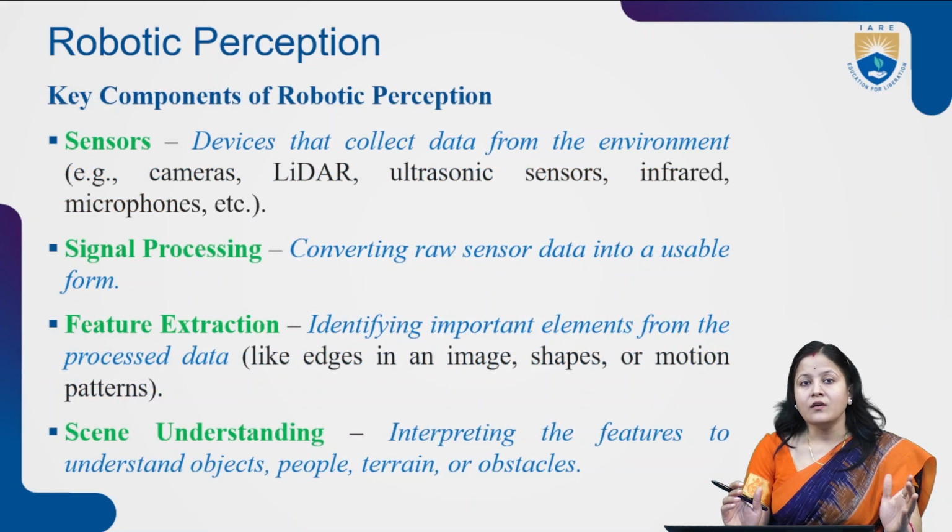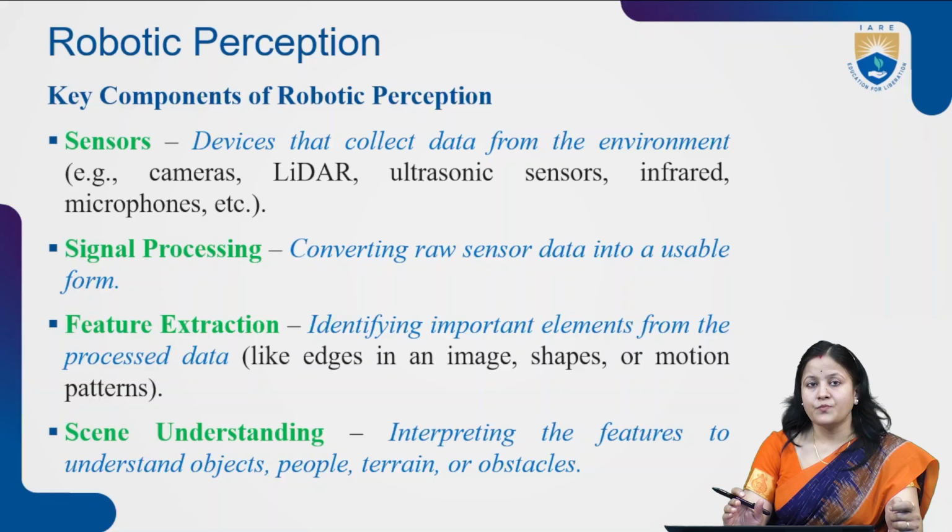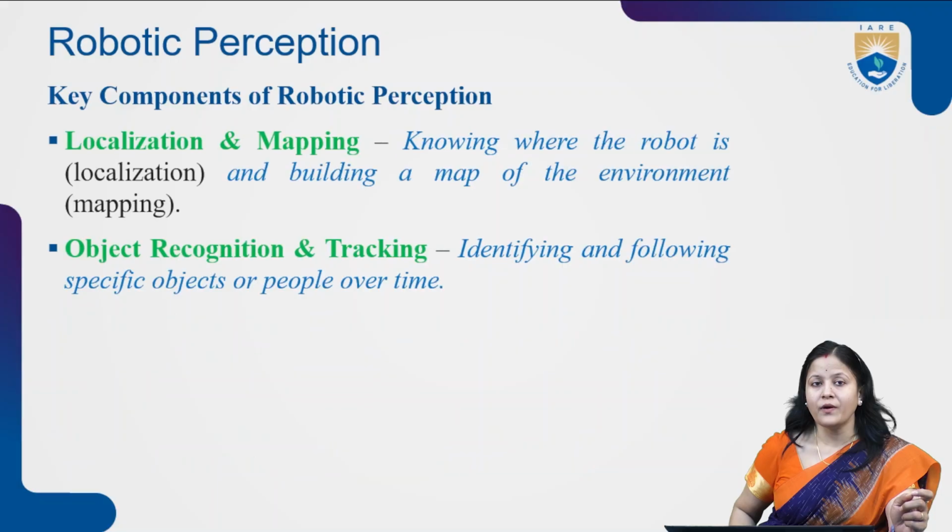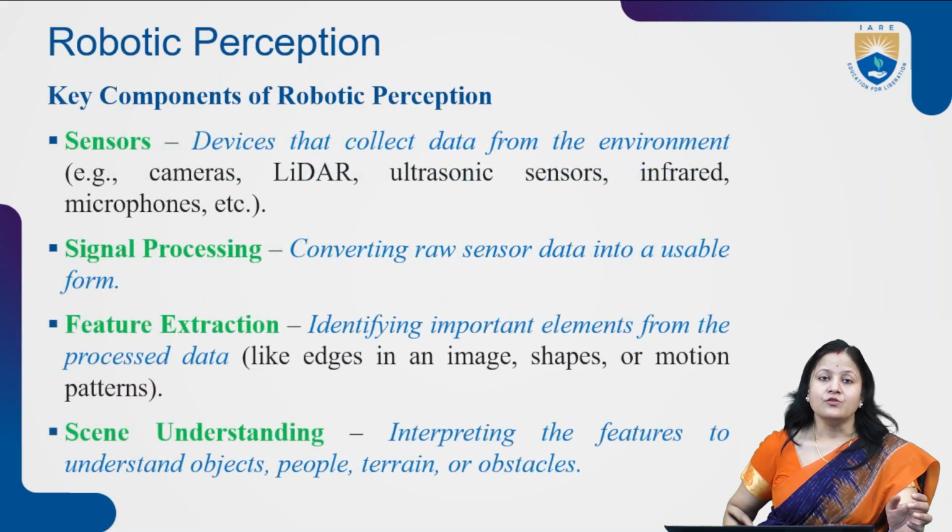Now, these are the key components of robotic perception. The first one is the sensors. Second one is signal processing. Third one is feature extraction. Fourth one is scene understanding, fifth one is localization and mapping, and sixth one is object recognition and tracking. So what is the meaning?